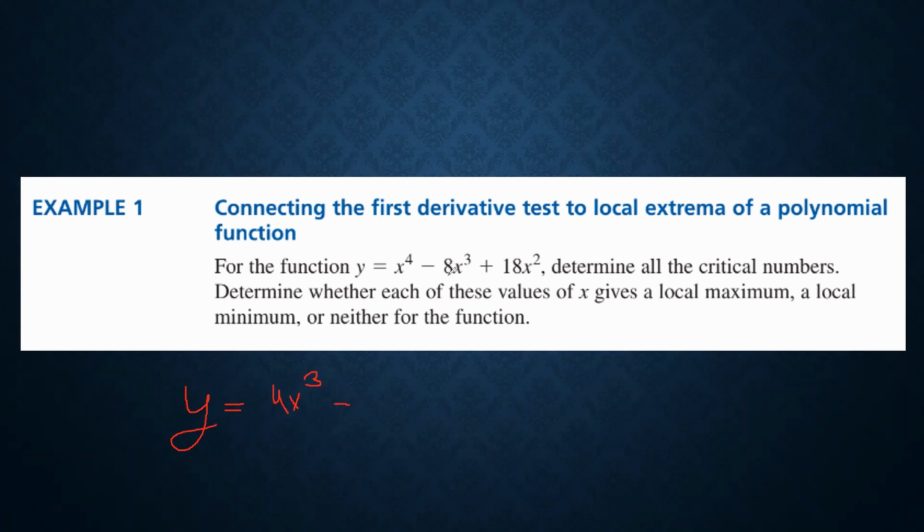So here we have 8 times x to the third power, which gives 24 times x squared, plus 36 times x. Let me know once you're finished. Once this is in your copybooks, we can move on.